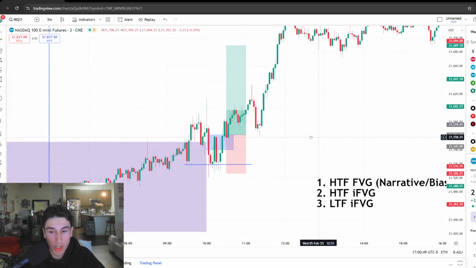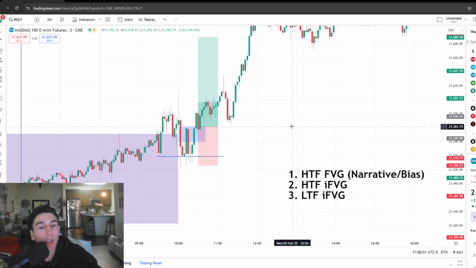Always wait for confirmation. This is kind of how we tie in fair value gaps with the higher time frame and the lower time frame, but it's just how I use them. So for my lower time frame entry, I use inverse, and for my higher time frame bias to give me my lower time frame entry bias, I use both higher time frame regular fair value gaps or inverse fair value gaps. So that's pretty much that.